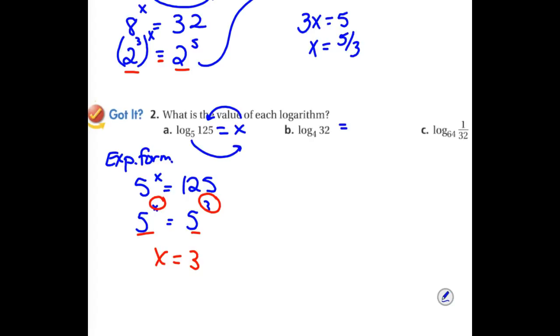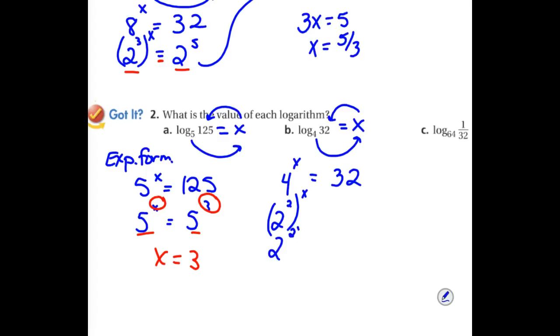For our next one, log base 4 of 32 equals something. So 4 to some unknown power has to give us 32. Okay? We are going to convert this to a common base. 4 and 32 are both powers of 2. So I'm going to rewrite 4 as 2 squared. And 2 squared to the x power is just the same as 2 to the 2x. 32 is 2 to the 5th. Again, we have a common base. That means our powers have to be equal. So 2x has to equal 5, and our unknown power would be 5/2 or 2.5.